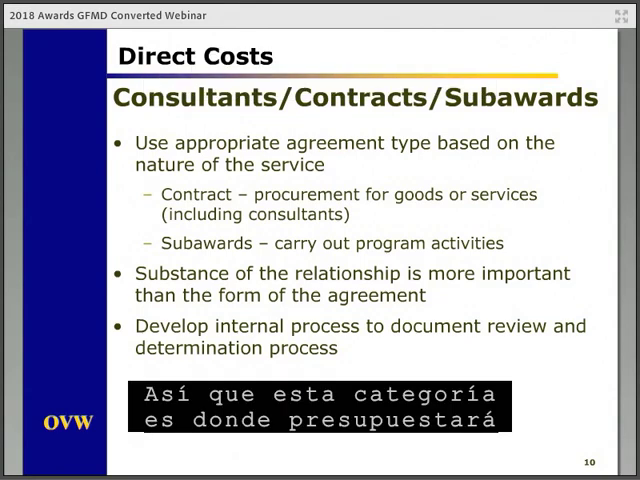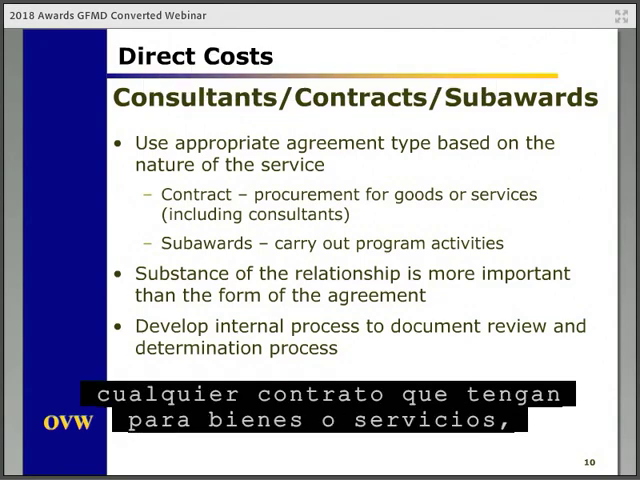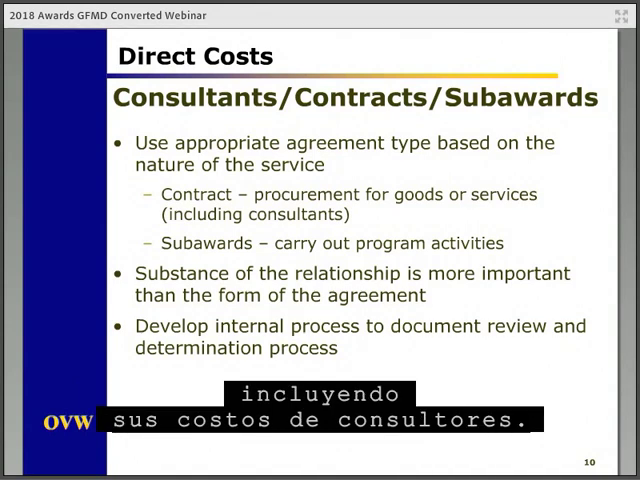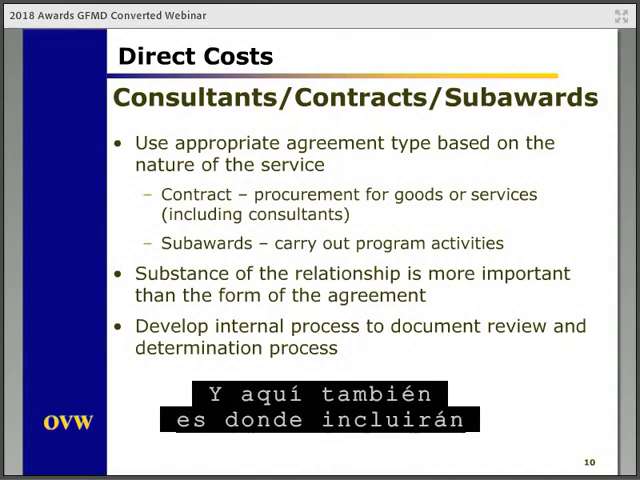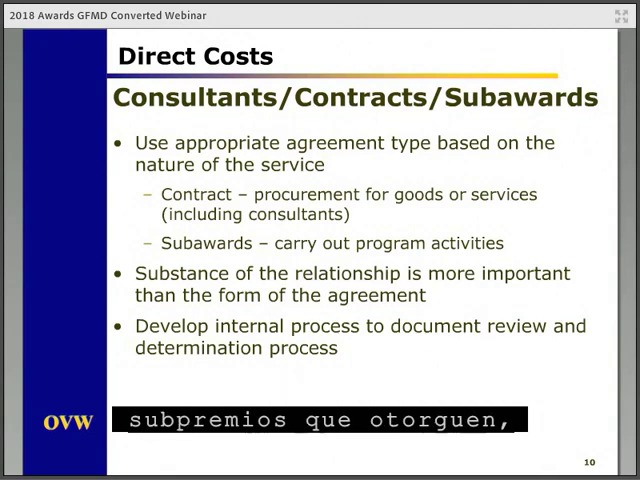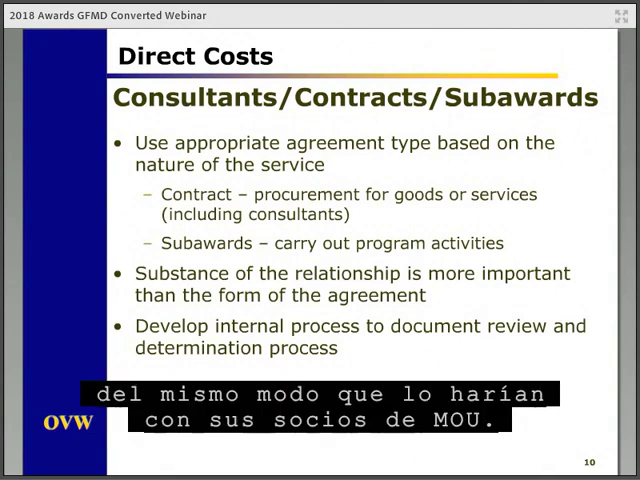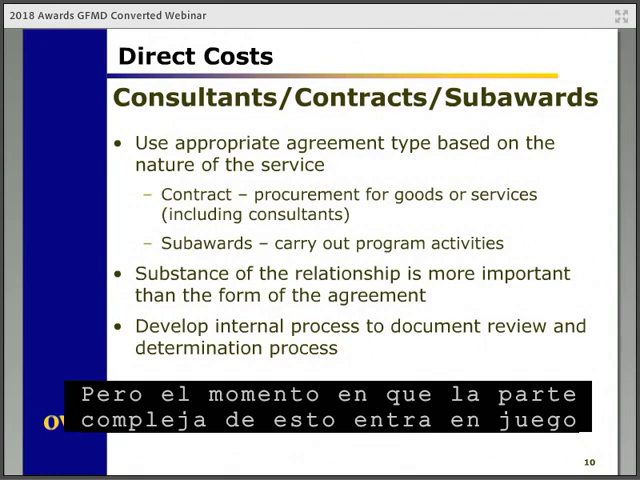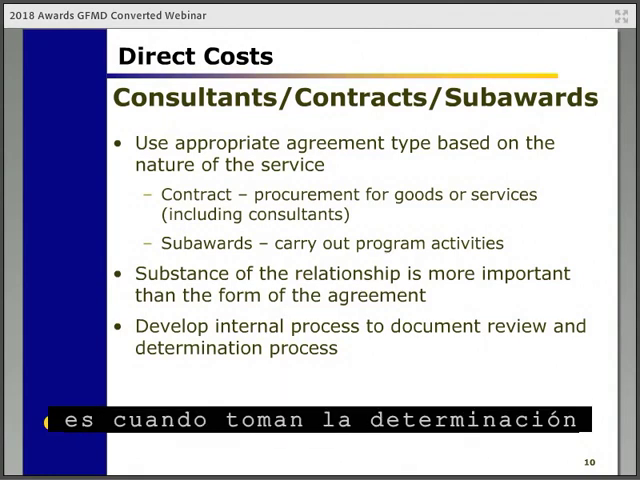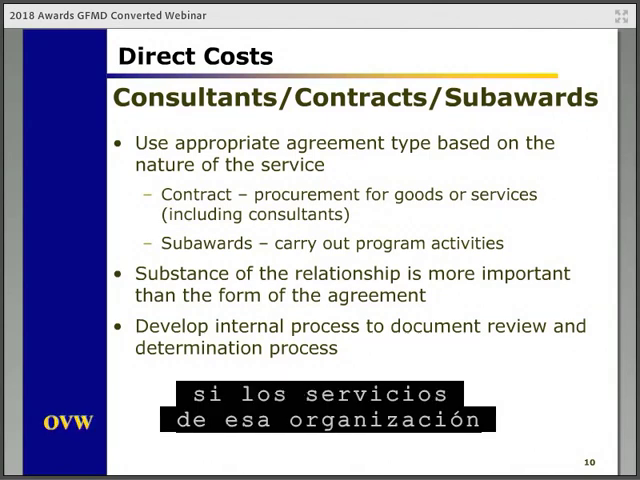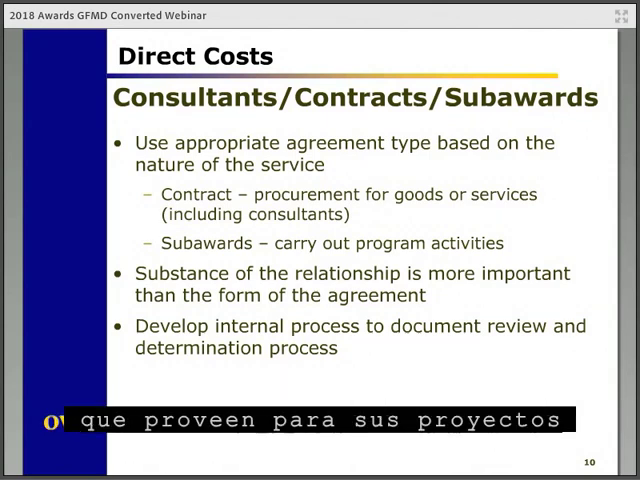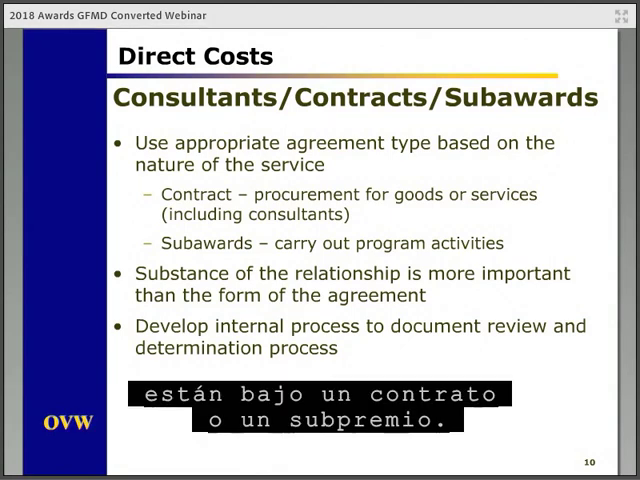So this category is where you'll budget any contracts you have for goods or services, including your consultant costs. And also here is where you'll include any subawards that you issue, like you would with your MOU partners. But where the complex part in all of this comes into play is when you're making the determination if that organization's services that they're providing for your project fall under a contract or a subaward.